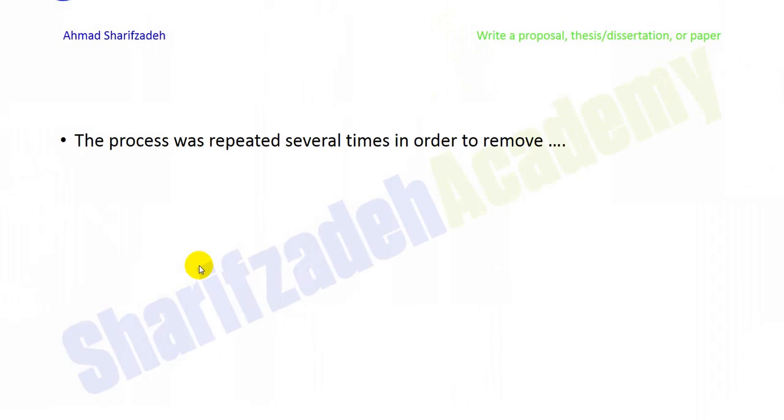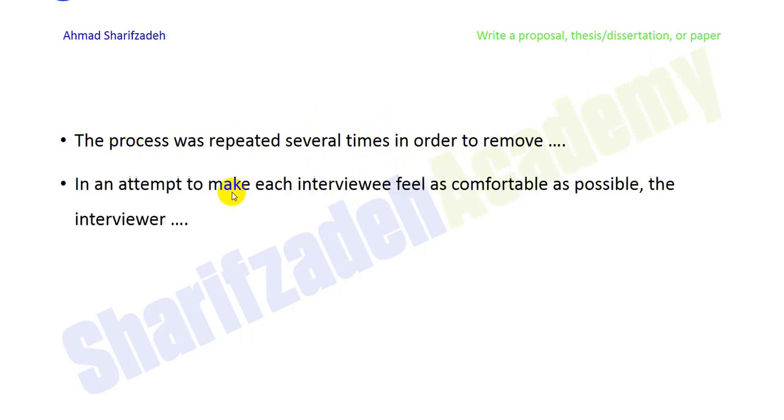Here we have some other phrases and cliches. The process was repeated several times in order to remove. Here you can tell that, for example, I think that there might be some mistakes. For that reason, I repeated the process several times, for example.